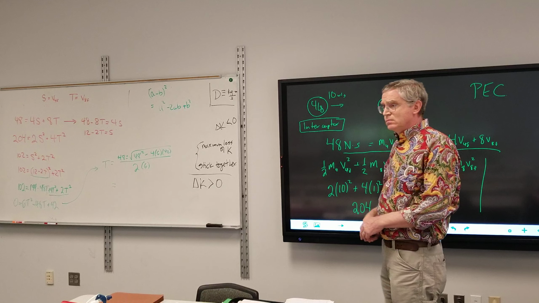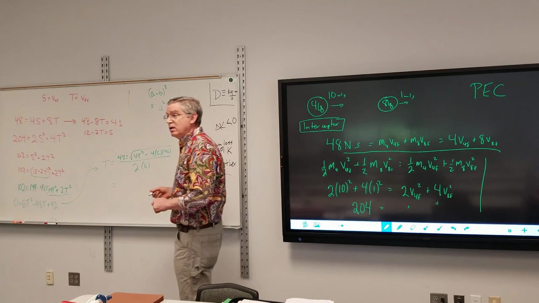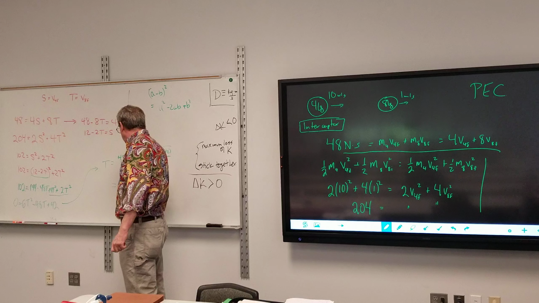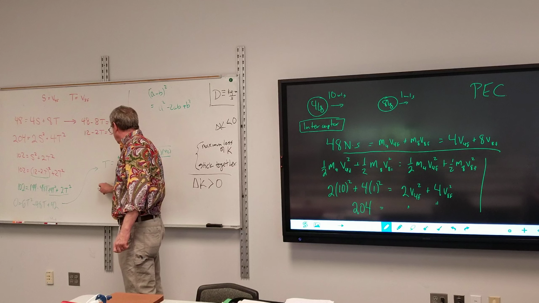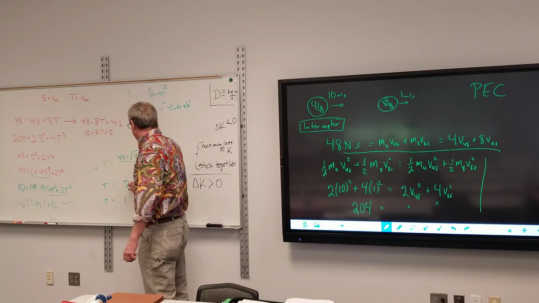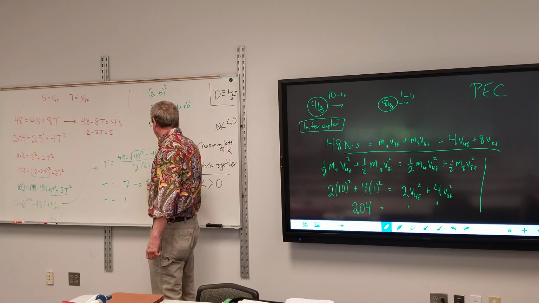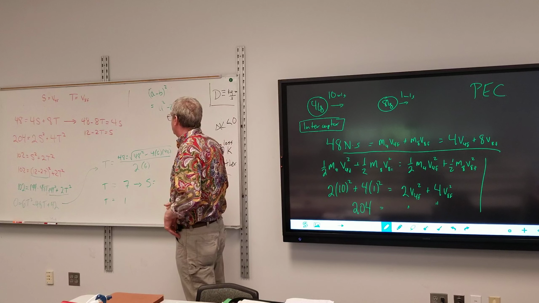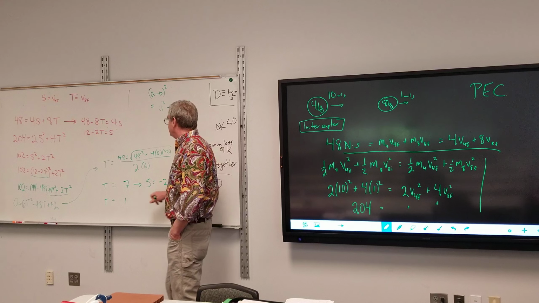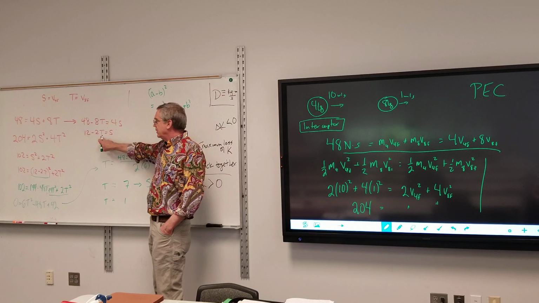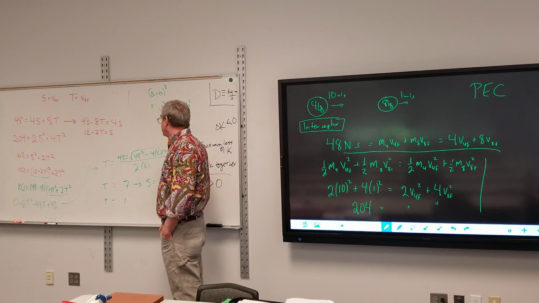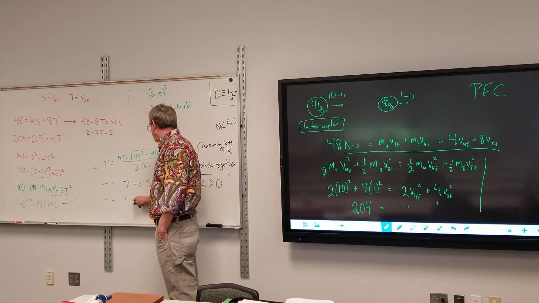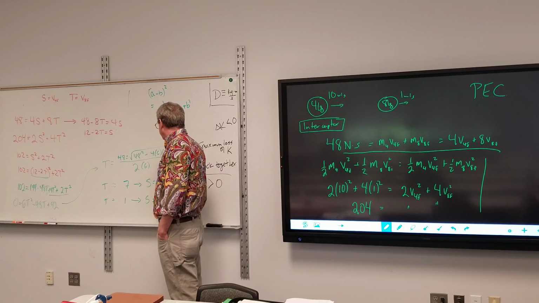Seven and one. So 7 and 1. So if t is 7, s is equal to -2. Just plug it in here. And if t is 1, s equals 10.